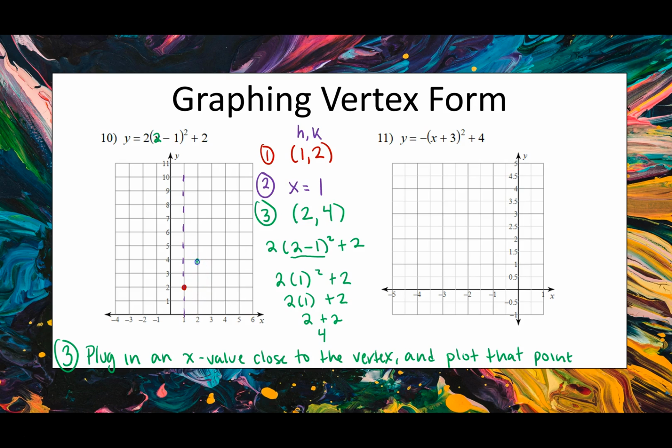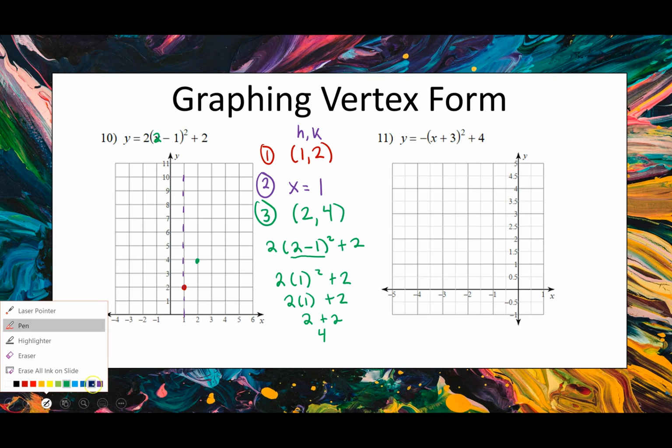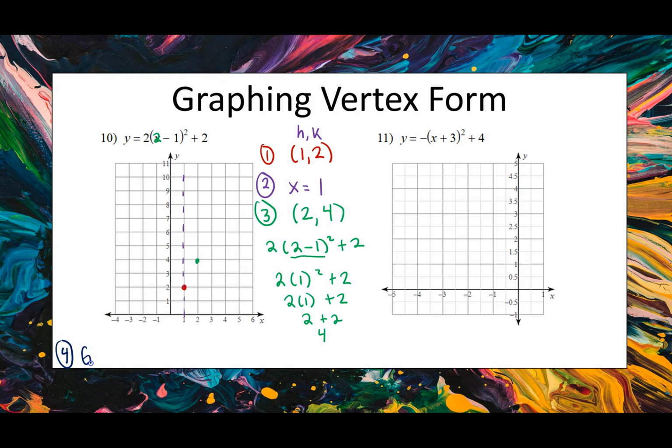So I'm going to go ahead and graph (2, 4). All right, that's my plot that point. And now we're almost done. Okay, here is our step 4, and you probably have already guessed it. Our step 4 is going to be to graph the symmetrical point of that green point that we just did. All right, so my step 4 is to graph the point on the other side of the axis of symmetry. Okay, so for example, here's my point right here. Where would the symmetrical point be on the other side of this purple line right here? Okay, well, it would be right here. It's 1 unit away from that purple line.